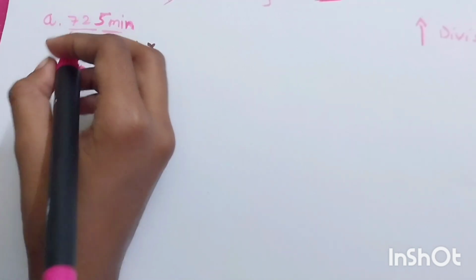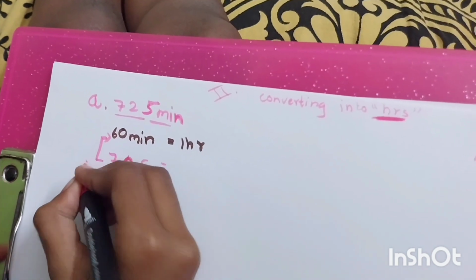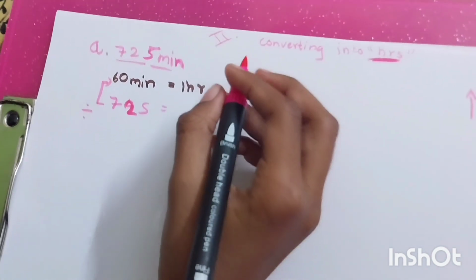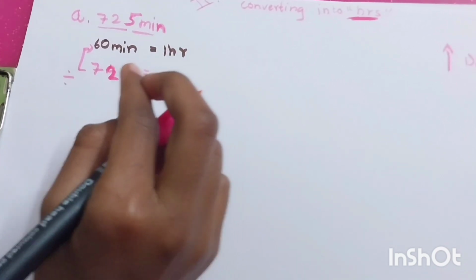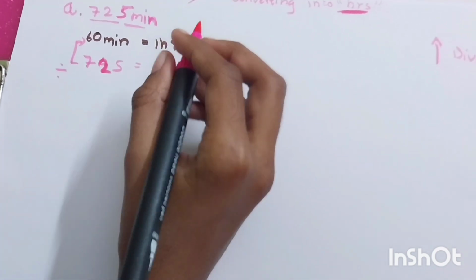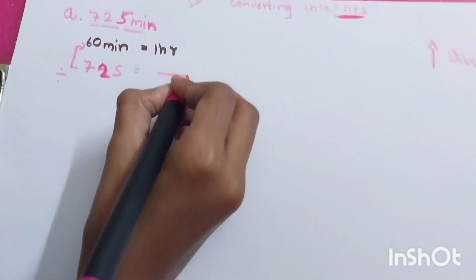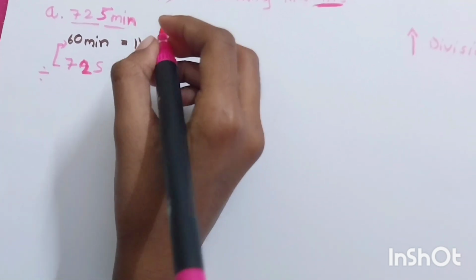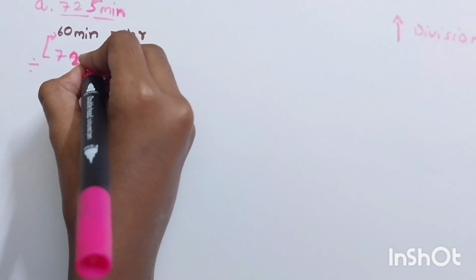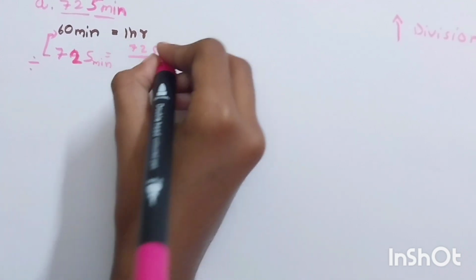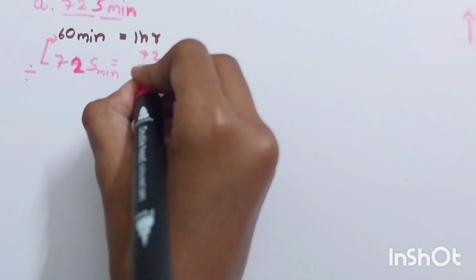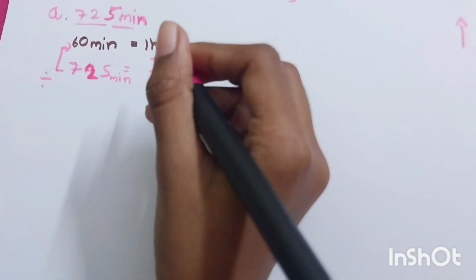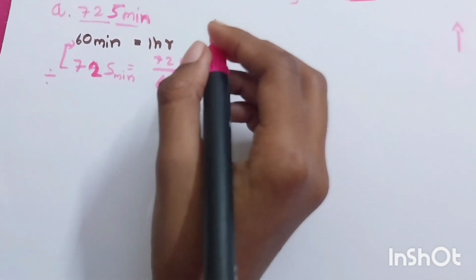So the most important thing is we have to divide this by this. Arrow marks are very important in our maths till 10th grade. So 7:25 minutes is equal to 7:25 by 60. Now we are going to hours. 7:25 by 60 hours.